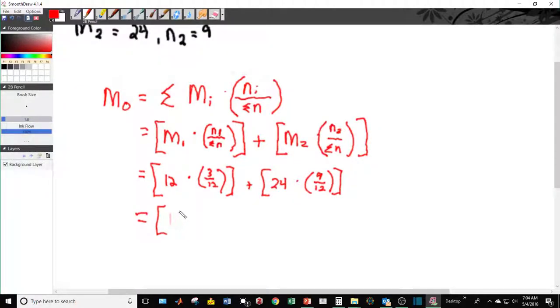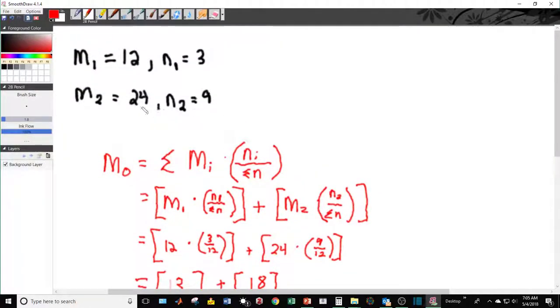Weighted contribution of group 1 is going to be 3. So it's 12 times 3 divided by 12. And weighted contribution of group 2 is going to be 18. So we come up with a weighted mean of 21, which reflects the fact that our overall mean is going to be closer to the mean from the larger group than it is to the mean from the smaller group.